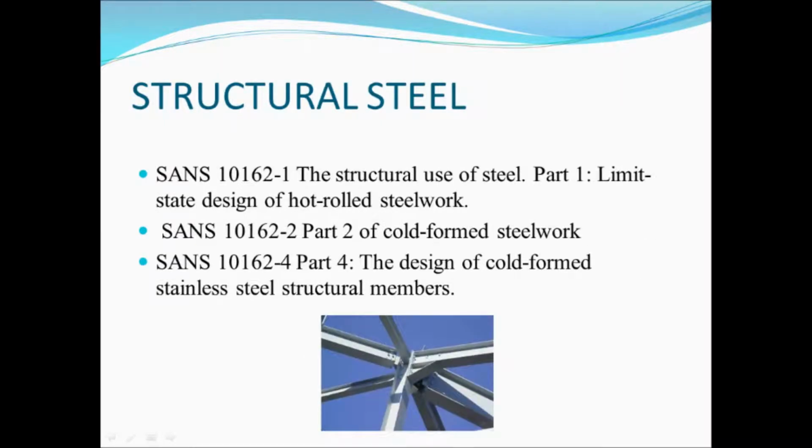In structural steel, we use the SANS 101/62 Part 1 for the structural use of steel, Part 1 limit state design of hot-rolled steelwork, and the SANS 101/62 Part 2 for the limit state design of cold-formed steelwork. And lastly, the SANS 101/62 Part 4 for the design of cold-formed stainless steel structural members. These codes provide different properties of structural steel that can be used for design purposes.